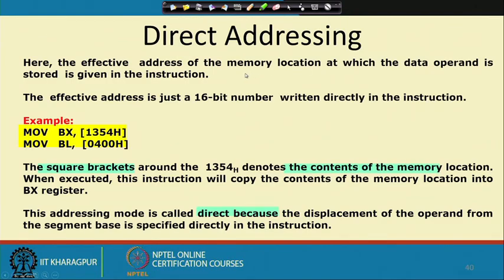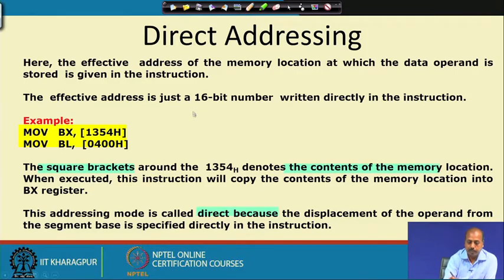So, next we will be looking into direct addressing. In direct addressing the address is mentioned directly. So, this is MOV BX, 1354 hex. This 1354 denotes the contents of the location to be accessed. When executed, the instruction will copy the content of the memory location into the BX register. The actual operation is that BX will get the content of memory location 16 times DS plus 1354 hex. So, the content of this particular memory location will come to the BX register.